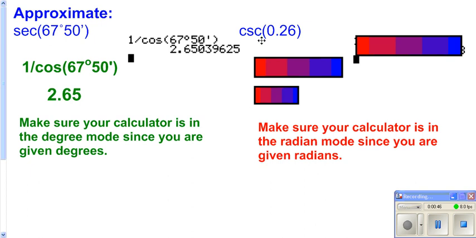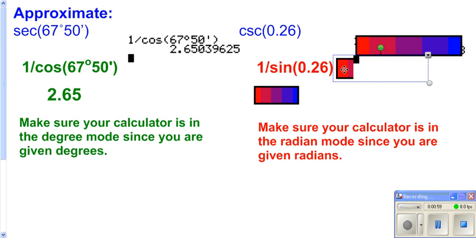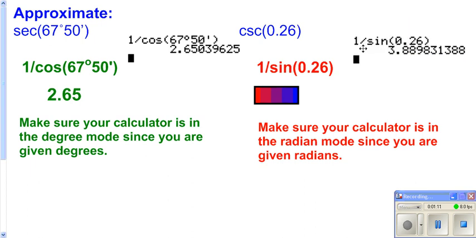Over here, we need to approximate cosecant, which is 1 over sine. Cosecant's not on your calculator, so you're going to want to do 1 over sine of this. And since there's no degree symbols up here, you want to make sure your calculator is in the radian mode. You type that into your calculator, get your decimal approximation of about 3.89.